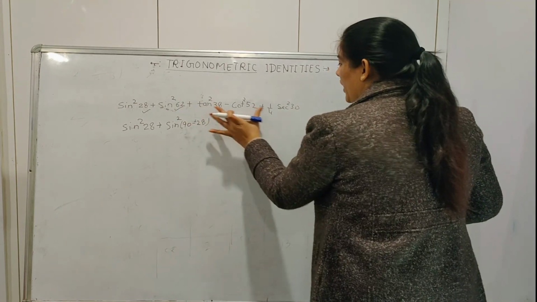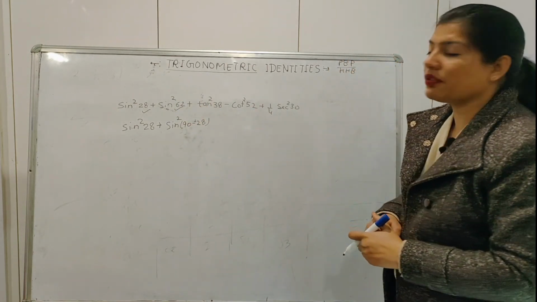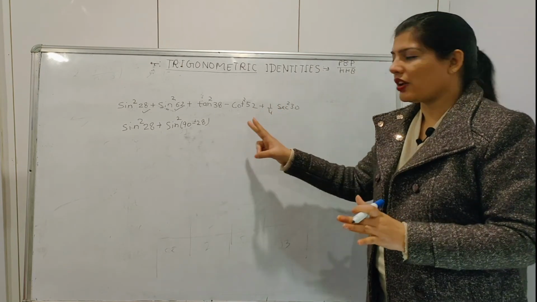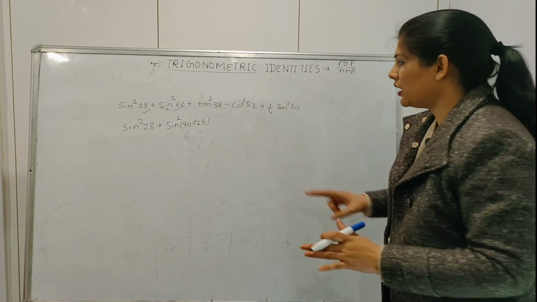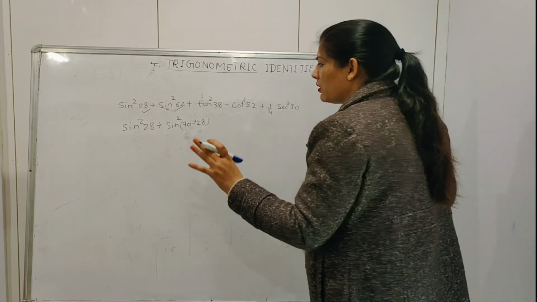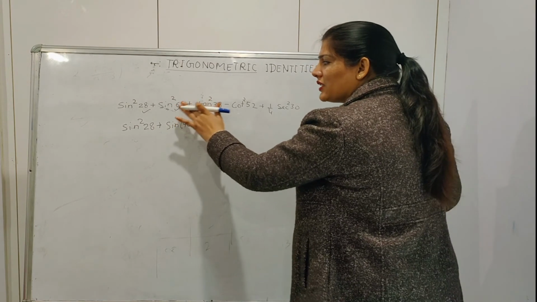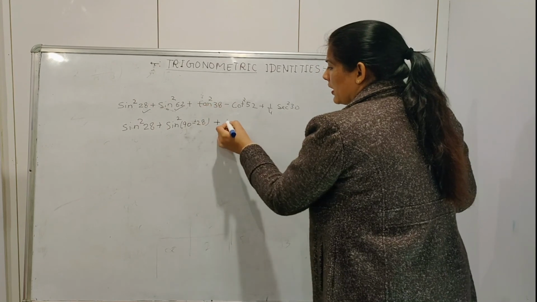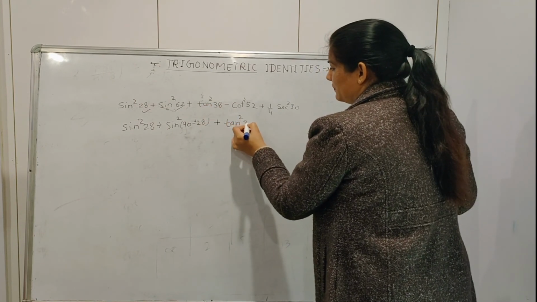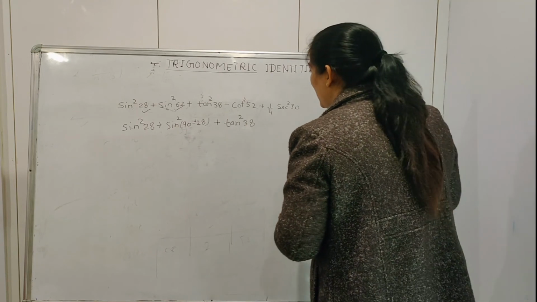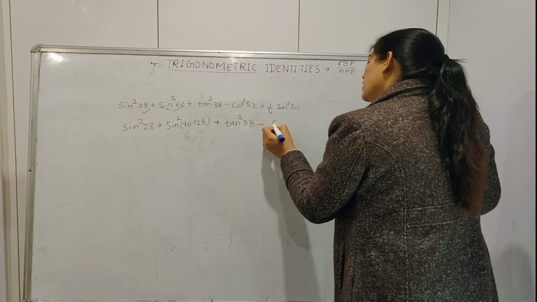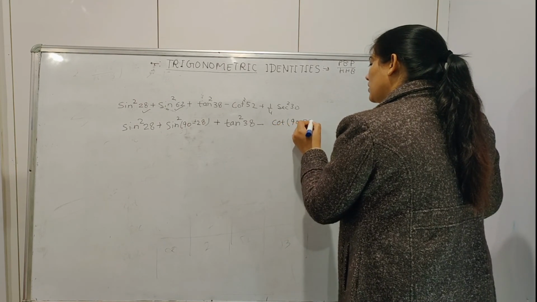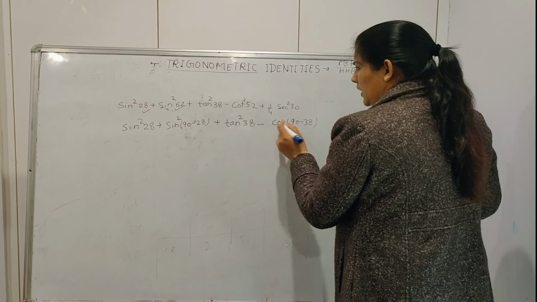Now again you can see here the sum of 38 and 52 is again equal to 90. So you can keep one of them unchanged and change the other. That is your choice, it depends completely on you. You can keep sine 62 unchanged, then you have to change this only. So again I'm keeping the first term the same, which is tan square 38 minus cot square 52, which can be written as cot square 90 minus 38.